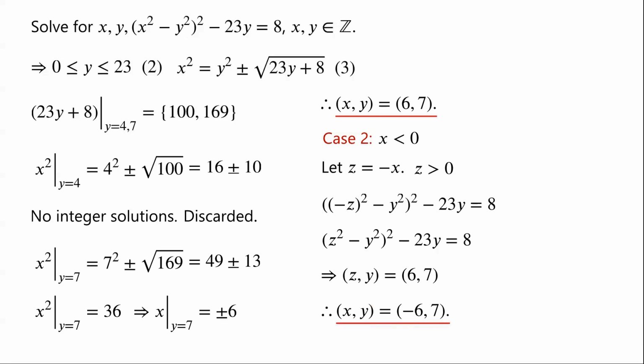So the original equation has two sets of solutions: (6, 7) and (−6, 7).